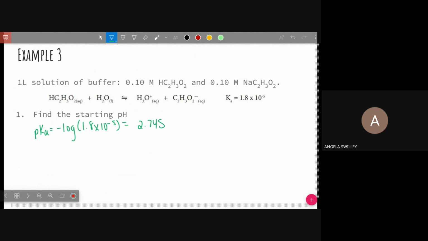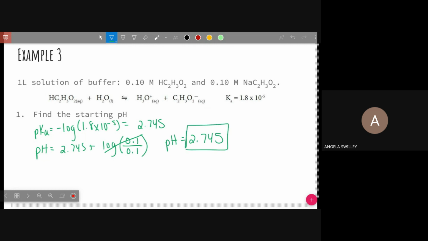Okay. And then we take our pH equals pKa, 2.745, plus the log of our conjugate base first, 0.1 over 0.1. So again, when we have the exact same concentration, that's going to make the log 0. So our pH equals our pKa. That means we're at the halfway point to the equivalence point, or the endpoint, however you want to say it. And our pH is 2.745.